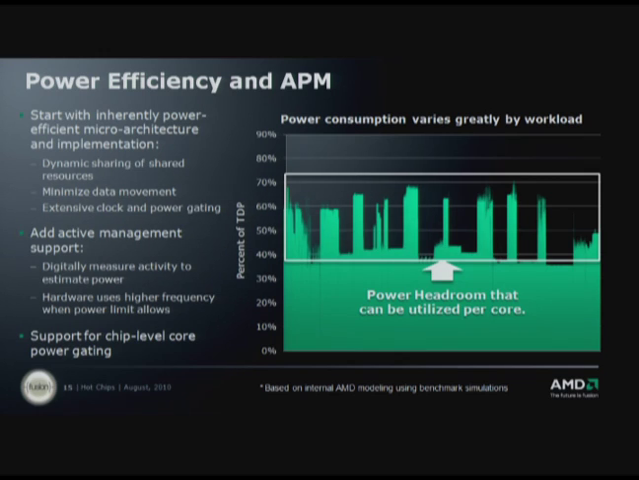As I said, we were focused on power efficiency and power management for the entire lifetime of the development of Bulldozer. We started the definition of the microarchitecture with power efficiency in mind. So a lot of the sharing is motivated by power efficiency, as well as the minimization of data movements in a lot of the ways we've solved some of the microarchitectural issues. On top of that, we've implemented extensive clock and power gating to arrive at what is inherently a power-efficient microarchitecture. Building upon that, we implemented aggressive power management. So we digitally measure activity throughout the core, throughout the module, and use that as a proxy for power. If we're actually executing below our power budget, we increase the frequency to take advantage of that power headroom. We also support chip-level core power gating.